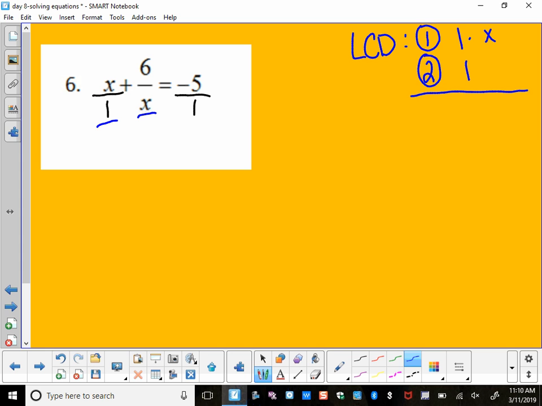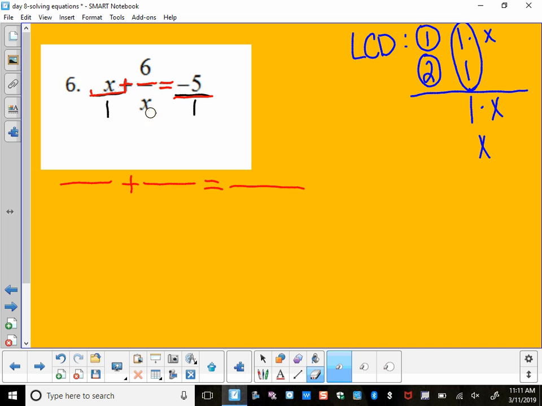What is my LCD going to be if I have to multiply everything together? Well, I have a pair right here, right? So what's my LCD? 1 times x is just 1x. Oh, x. Alright, I want you guys to mimic what you see. You have a fraction plus a fraction is equal to a fraction. So I want you guys to write that exactly as you see it. Alright, my LCD is x.